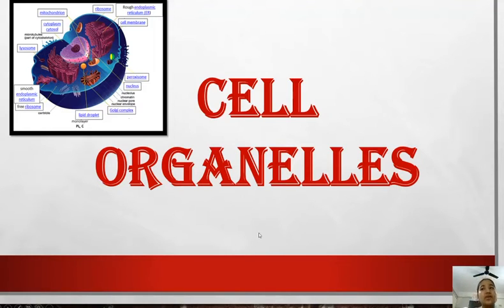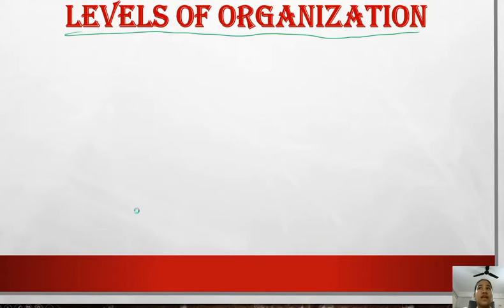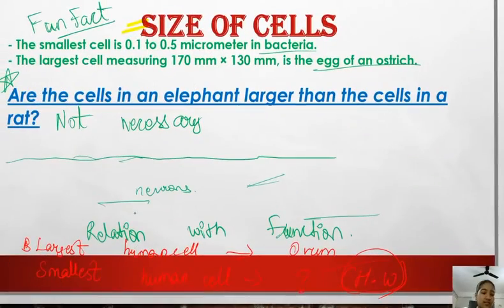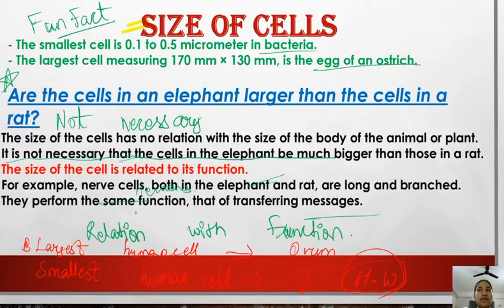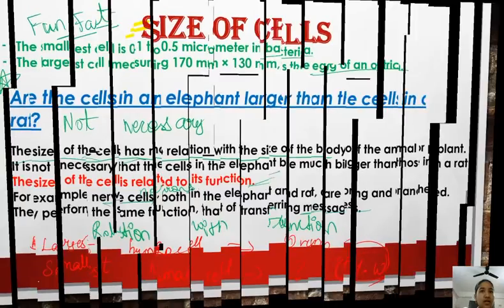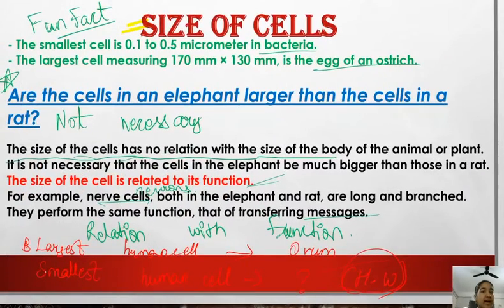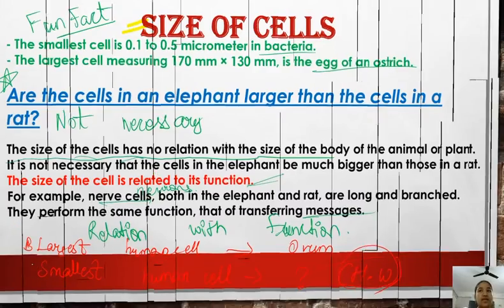Alright, so in our previous session, we had seen levels of organization, the science of self, and I had probably given you a homework: which is the smallest human cell? I hope you all worked on it to find the answer, and I'll check whether I have received this homework or not.